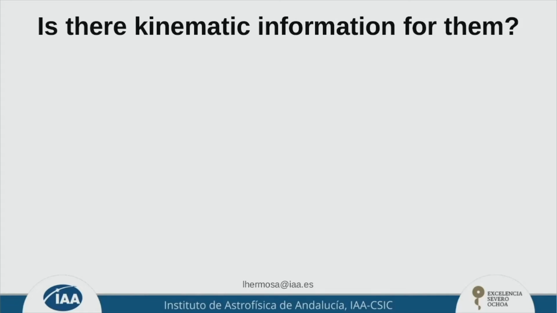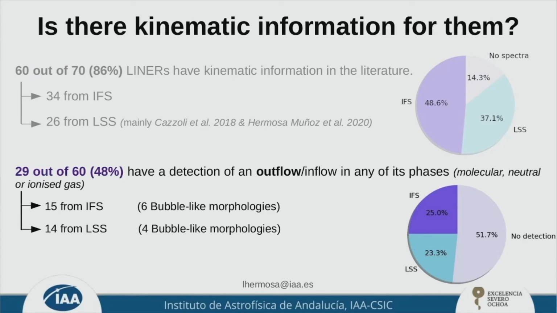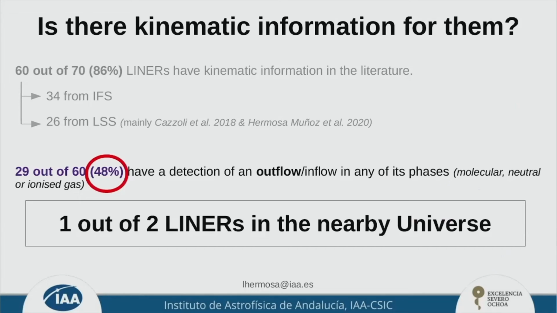So we did a very extensive search in the literature for all the 70 targets. And what we found is that for 60 out of the 70, there was indeed kinematic information in the literature. Half of them was coming from integral field spectroscopic data. And from those 60, what we found is that 29, this is half of the sample, had a detection of an outflow in any of its phases, not only in the optical range, but also in other ranges. So what this is telling us essentially is that we have a potential detection of outflows of 50%, which is slightly larger than what we found in our previous works.